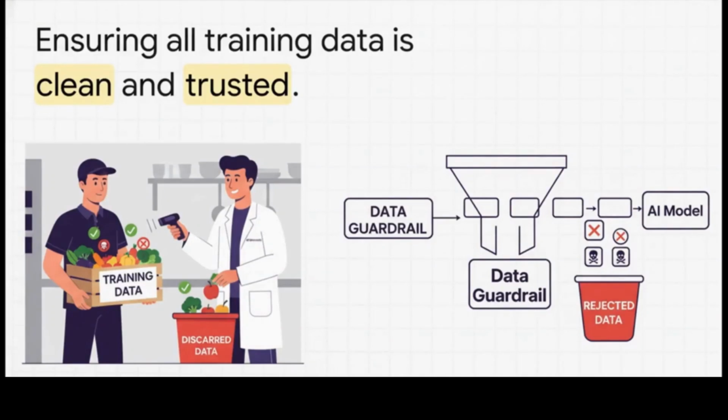This is our quality control expert who stands at the delivery door, rigorously checking every single ingredient that comes in. Its job is to make sure all that training data is clean, it's trusted, and it's from a reliable source before it ever gets near our AI chef.